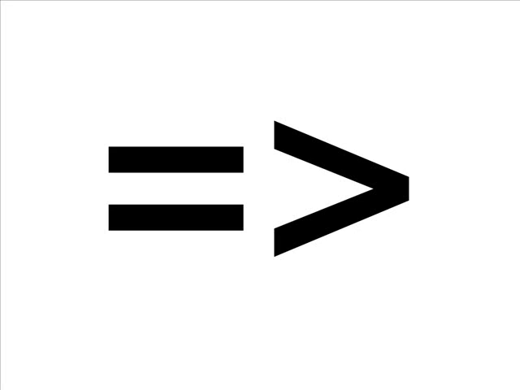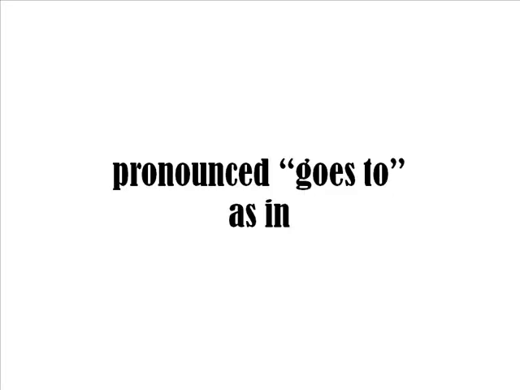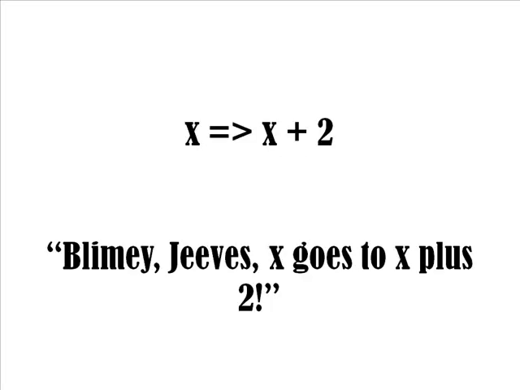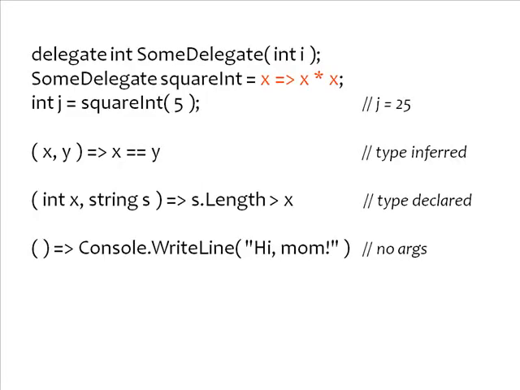I'd like to introduce you all now to the Lambda operator. Here's what it looks like. It is not equals greater than. It is pronounced "goes to," as in x goes to x plus 2. It's a mapping in the sense of a function here. A function takes x and returns x plus 2. So Lambda expressions are where I'm using a single expression, not a whole statement, just a single expression as a lambda.